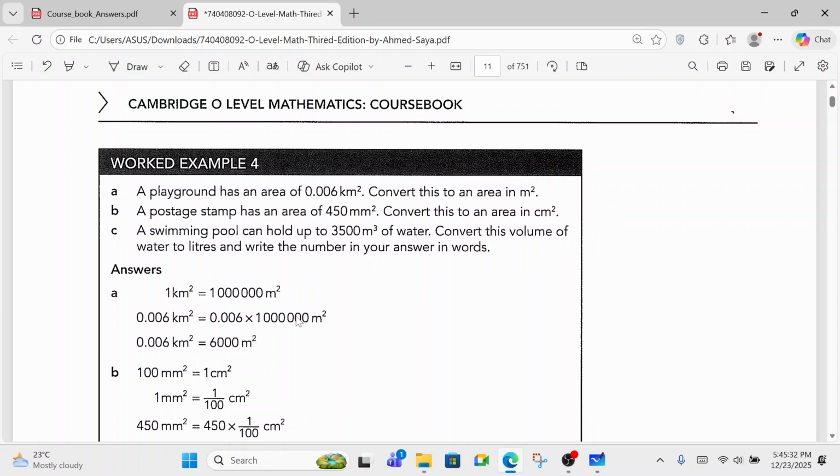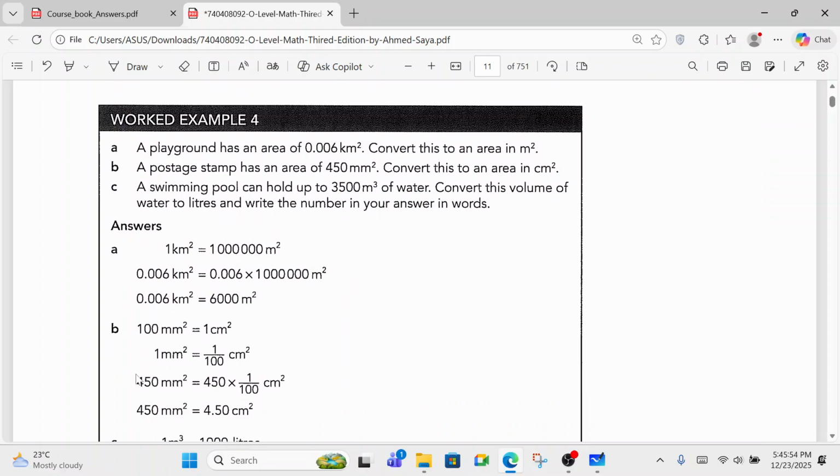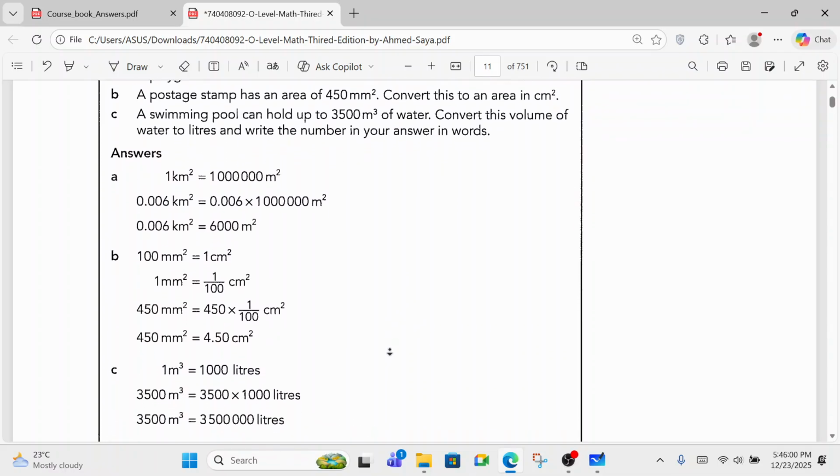Okay. Then for question number B, a postage stamp has an area of 450 millimeters square. Convert this area into centimeters square. So we know 100 millimeters square equals 1 centimeter square. So 1 millimeter square equals 1/100th of that in centimeters square. So 450 millimeters square equals 450 multiplied by that over here, which gives us an answer of 4.50 centimeters square.